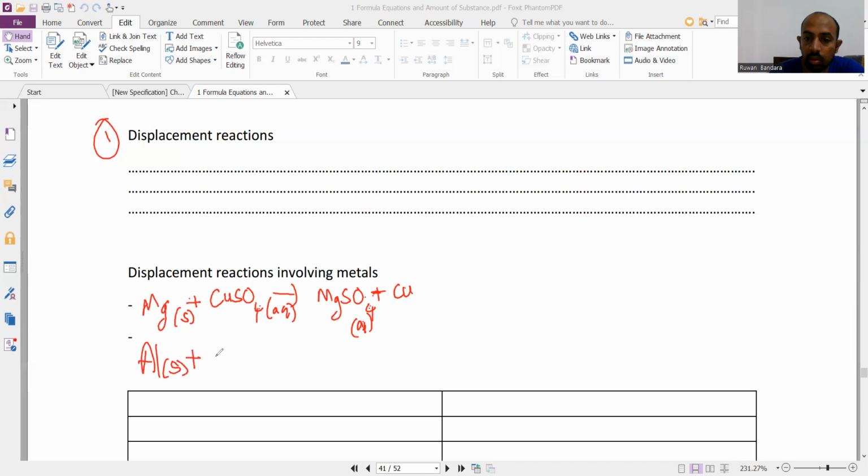plus Fe2O3, iron oxide solid, gives you solid iron plus aluminium oxide, solid.